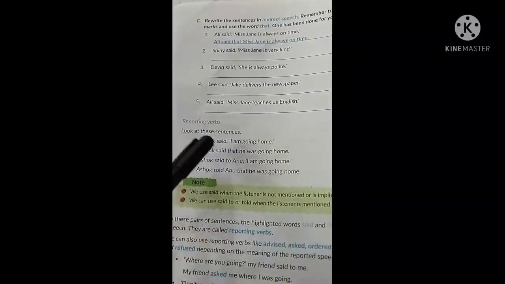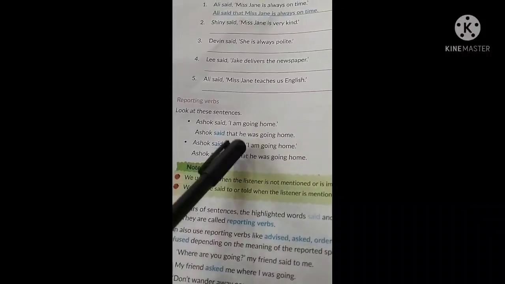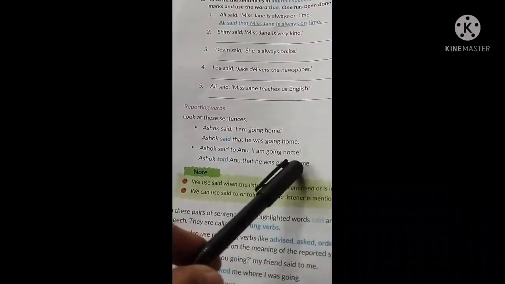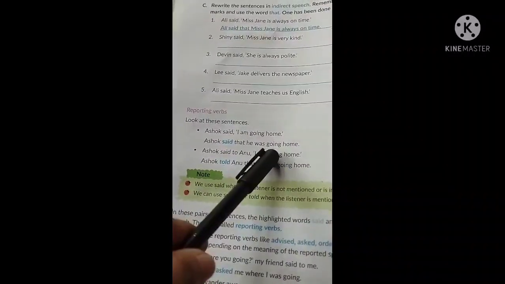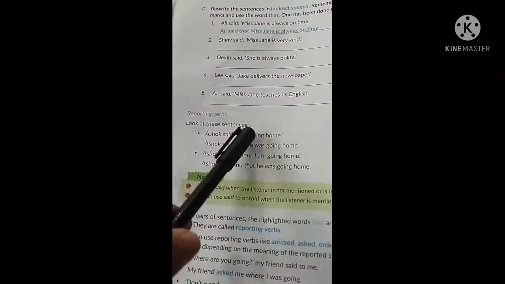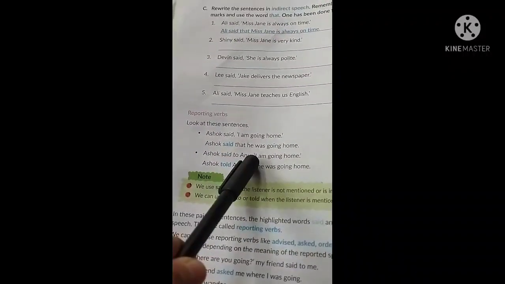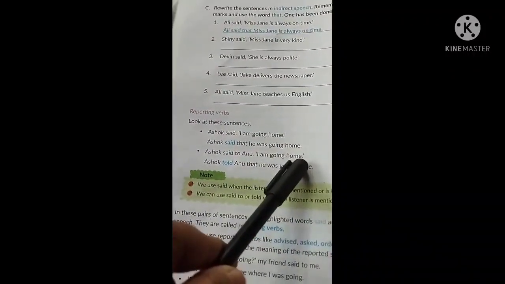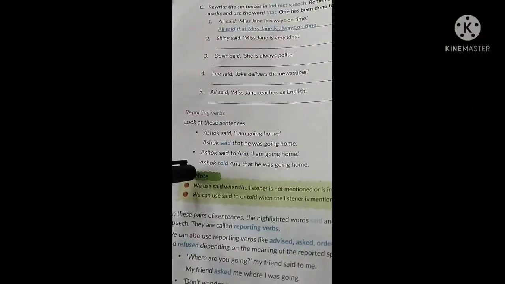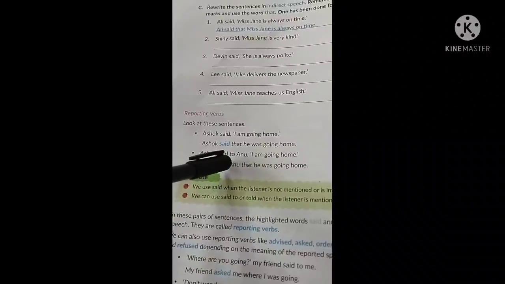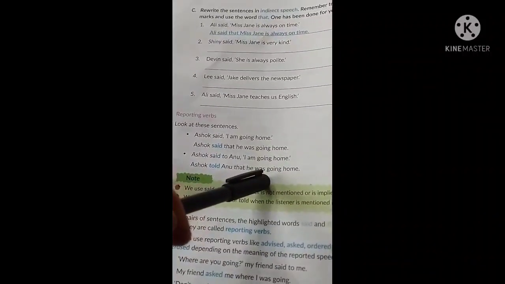Next set of sentences. Ashok said to Anu, "I am going home," as it is written in inverted commas, like in the first set of sentences. You can notice that when this sentence is changed into indirect speech, it becomes: Ashok told Anu that he was going home.